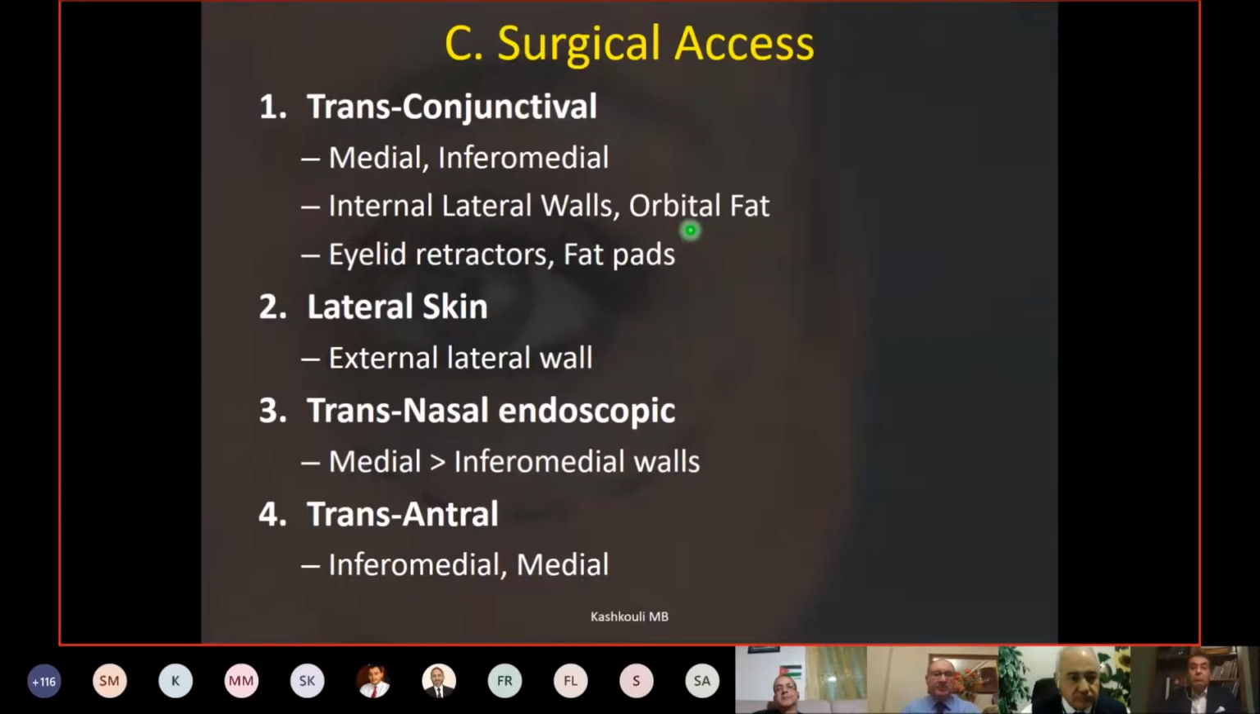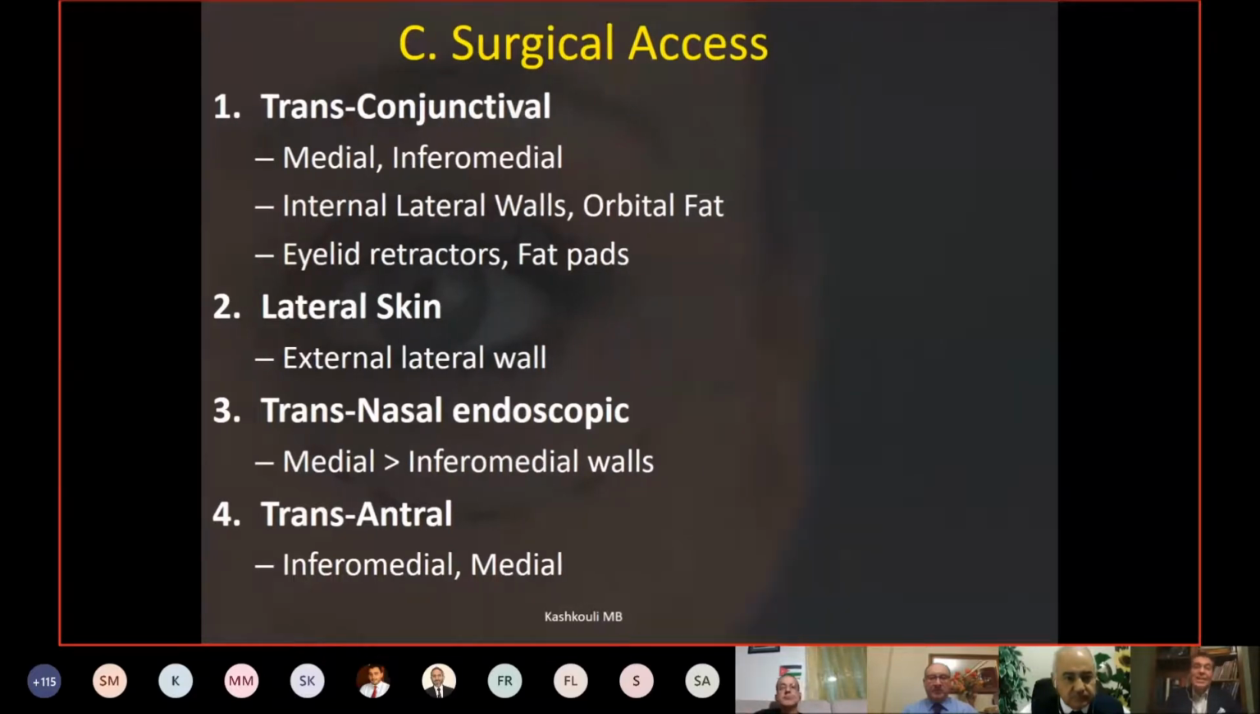And if we are interested, we can do orbital fat decompression through the same incision, as well as having lower eyelid retractors and lower eyelid fat pads. If you would like to, you can do blepharoplasty. You can reposition the fat at the same time by the same incision and do a retractor recession. So it is a very versatile incision. Lateral skin for the lateral wall. Transnasal endoscopy goes just to the medial wall, not the other walls, maybe a little bit of inframedial, but mostly medial. And transantral, which is the old one.